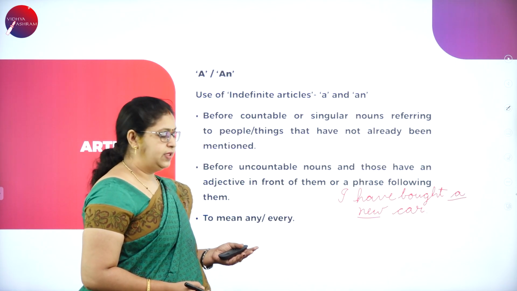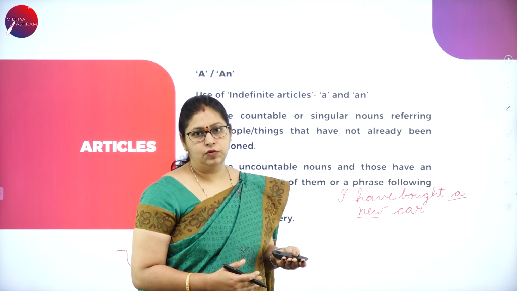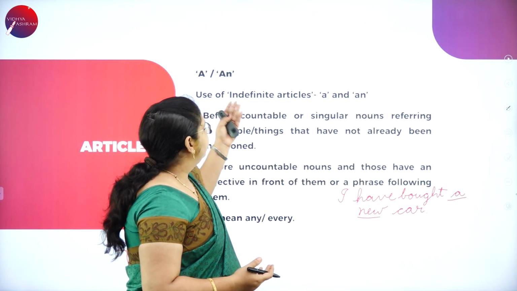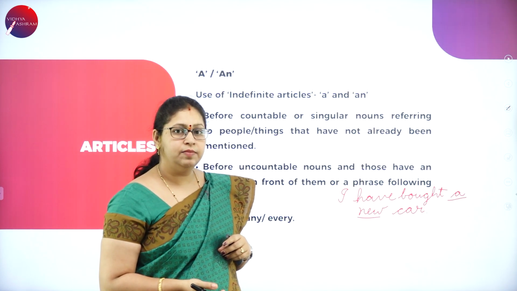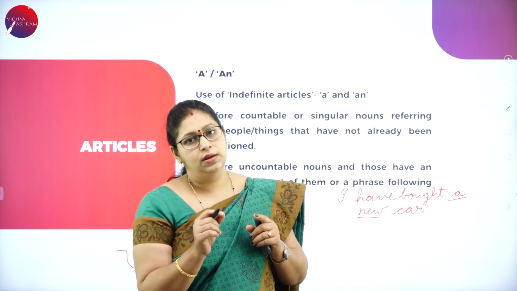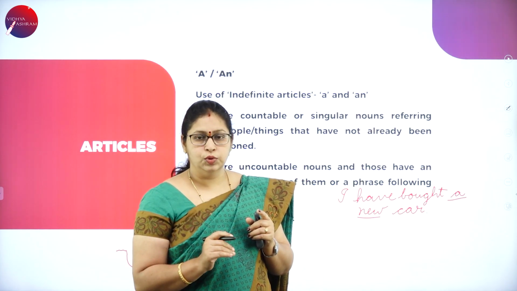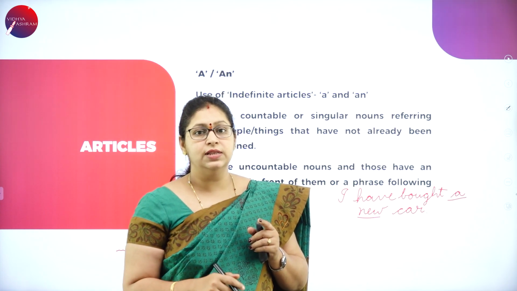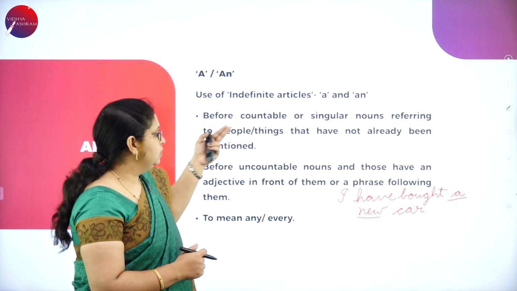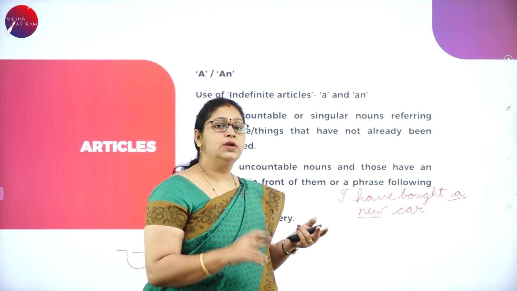And we also use indefinite articles to mean any or every. A boy in the class, a teacher in the staff room. So, one amongst all, at that time we use a or an. What is the difference between a and an? Can it be used all the time? No. We use an when we have a vowel sound noun in front of it. Which are the five vowels? A, E, I, O, U. If there are sounds of these five vowels, only there we use an. If it is a normal singular noun, or a countable noun, or an uncountable noun followed by an adjective, there we use a. If it is a vowel sound, we use an.